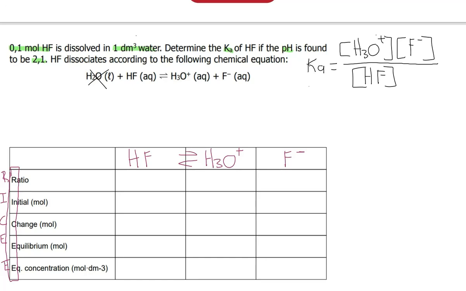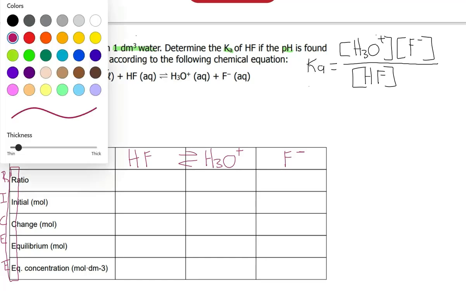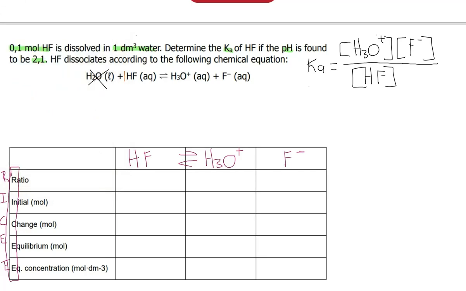Then I'm going to populate the ratio, and the ratio is coming directly from the mole ratio. So I'm literally checking the numbers in front of these. In this case, it's 1 mole of HF, 1 mole of the H3O plus, 1 mole of the F minus. So it's going to be in a mole ratio of 1 to 1 to 1. Now, this mole ratio is so crucial, guys, because the change in mole is always going to take place in this mole ratio. So I'm going to make the change in mole column orange.